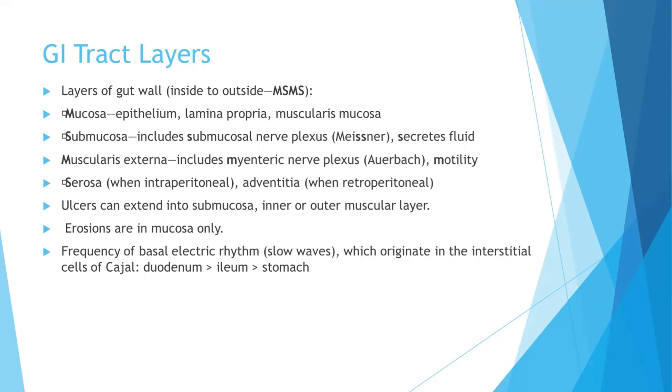And also sometimes if it is a very, very chronic ulcer, it can extend up to the inner or outer muscular layer. The erosions are in the mucosa only. So this is the one difference that you need to know, even in surgery.